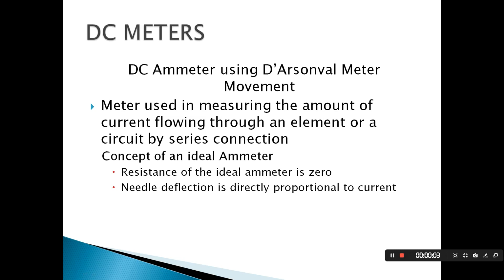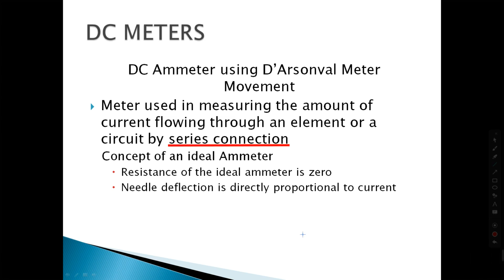And the next part of our lesson is all about the use of the Arsonval meter movement in different kinds of applications. One of which is in the DC ammeter. A DC ammeter is a meter used in measuring the amount of current flowing through an element or a circuit by series connection. So take note, when we are using an ammeter, we're connecting it in a series connection.